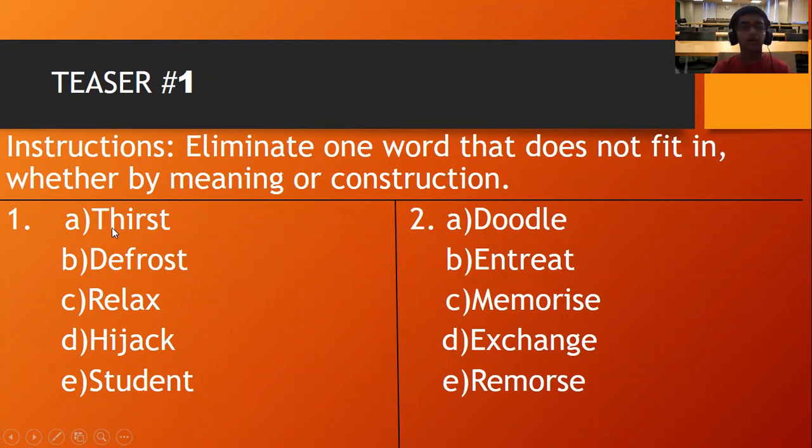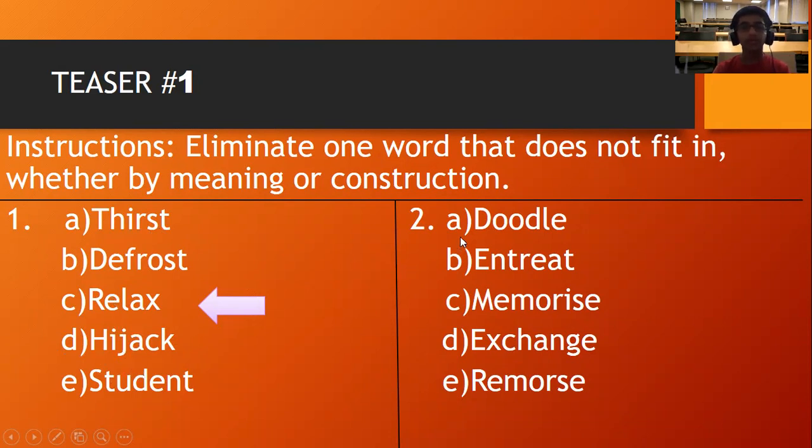Number 1. A. Thirst. B. Defrost. C. Relax. D. Hijack. Or E. Student. Now, if you want, you can pause this video and try it out for yourself. But otherwise, I'm directly going to give you the answer, which is C. Relax. Now, this is because all other words contain three letters in alphabetical order, such as R, S, T, D, E, F. Relax has no. H, I, J in hijack and S, T, U in student.